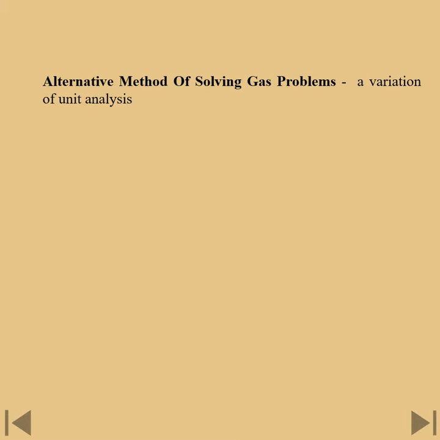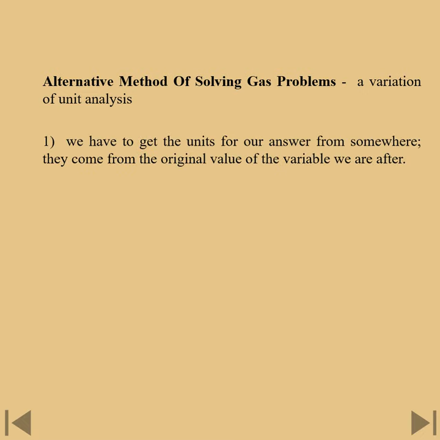Okay, there is an alternative method of solving these changing gas law problems, and it's a variant on unit analyses. And I think you'll find it's pretty simple. Now, step 1, we have to get our units from somewhere. So if we're after V2, then it gets its units from V1. If we're after T2, it gets its units from T1. P2 would get its units, of course, from P1. So there's step 1. Your final unit comes from your initial unit.